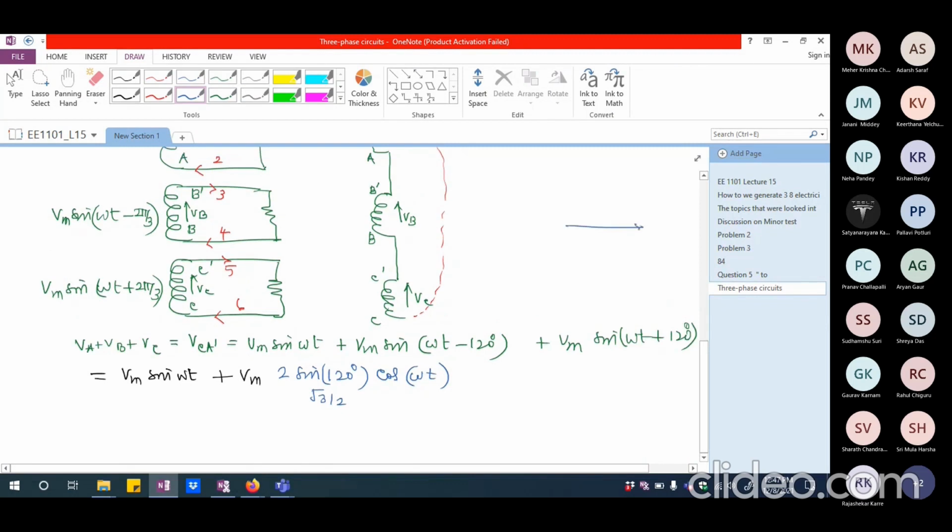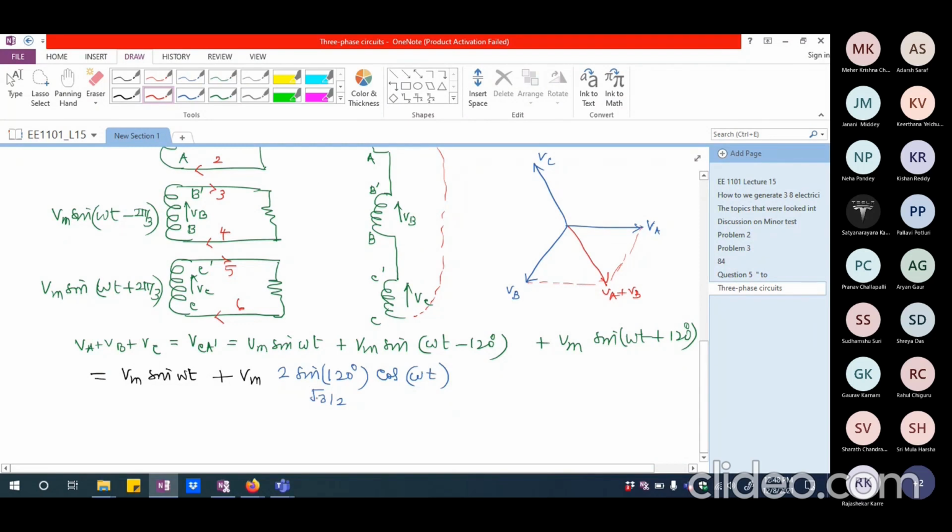If I write Vm sine omega t, which is Va, Vb will be 120 degrees away and Vc will be another 120 degrees away like this. So this is Vc, this is Va, this is Vb, which I am showing as phasors right now. Va and Vb, if I add them, I will get a vector exactly opposite, equal and opposite to that of Vc. So we'll have to check whether we get the same thing here also.